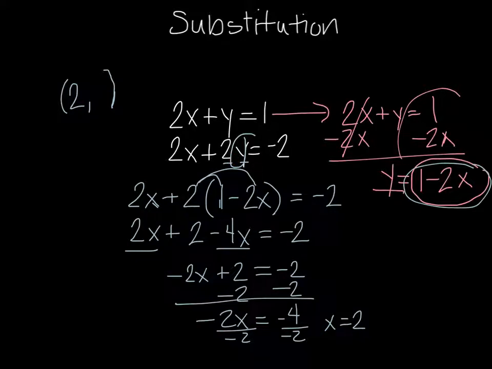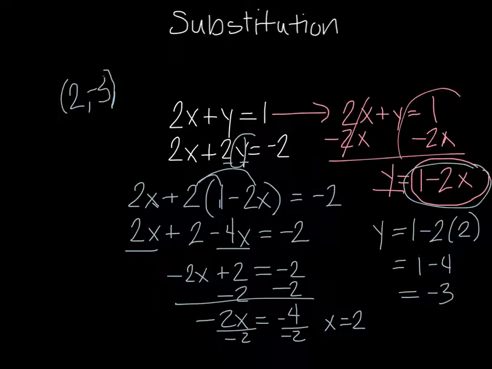So I'm going to go back and plug in 2 for the x value, since I know that's what x equals now. That's what y equals. And so now I get 1 minus 4, and 1 minus 4 is negative 3. So now my y value is negative 3, and I have officially solved this system of equations.